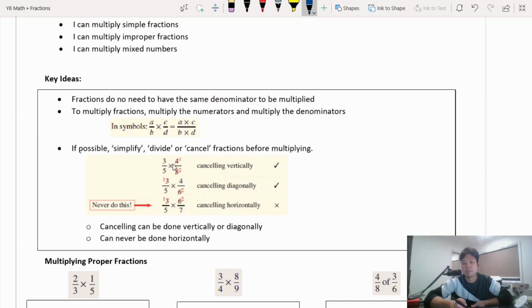If possible, simplify, divide, or cancel fractions before multiplying. That makes it much easier later on. So as you can see here, we can cancel vertically and we can cancel diagonally, but we can never cancel horizontally. So take a minute, pause the video here and write these key notes down, and just unpause when you're ready to move on.